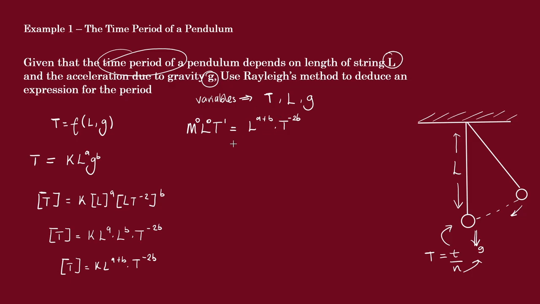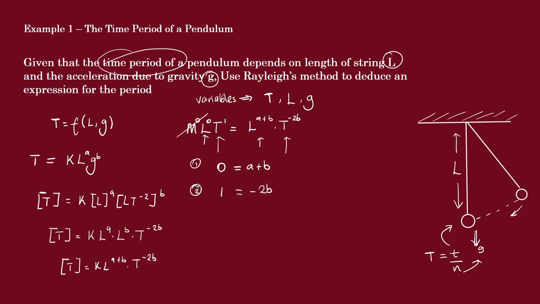We now want to be able to solve simultaneous equations for our variable exponents, okay? So if we were to equate, we have L here and L here. There's no M term on our influencing side, so this won't affect us. So what we're going to do now is to equate the indices of each of the fundamental dimensions. So 0 is going to equal a plus b, and then for t, equate the indices, so 1 is going to equal negative 2b.